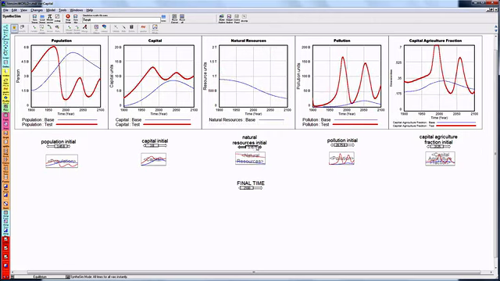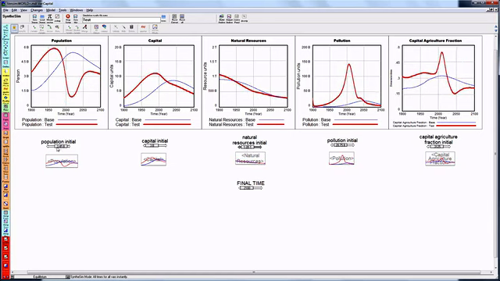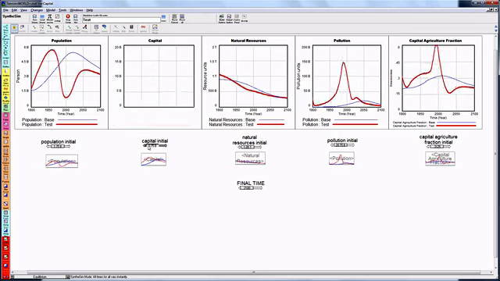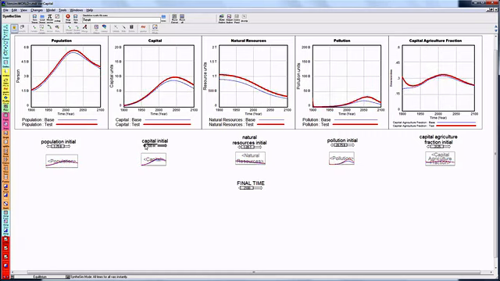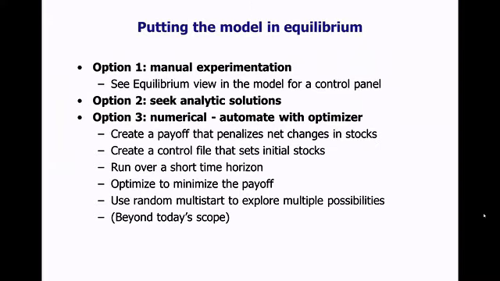In fact, look at the oscillation emerging in pollution as I make resources very large. And the initial population seems to matter, although now I've restored it and we still have quite different behavior, and the initial capital stock clearly matters. So these are interesting findings as well. We just failed at manual experimentation to find an equilibrium, although we didn't try very hard.